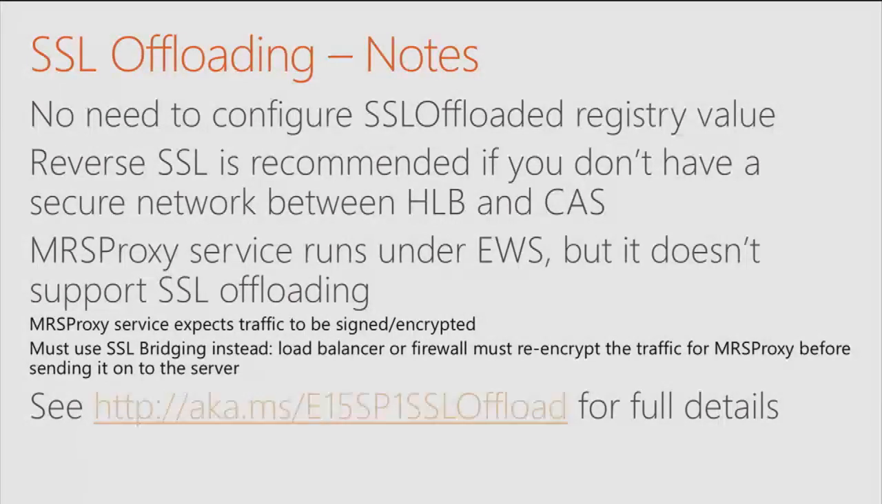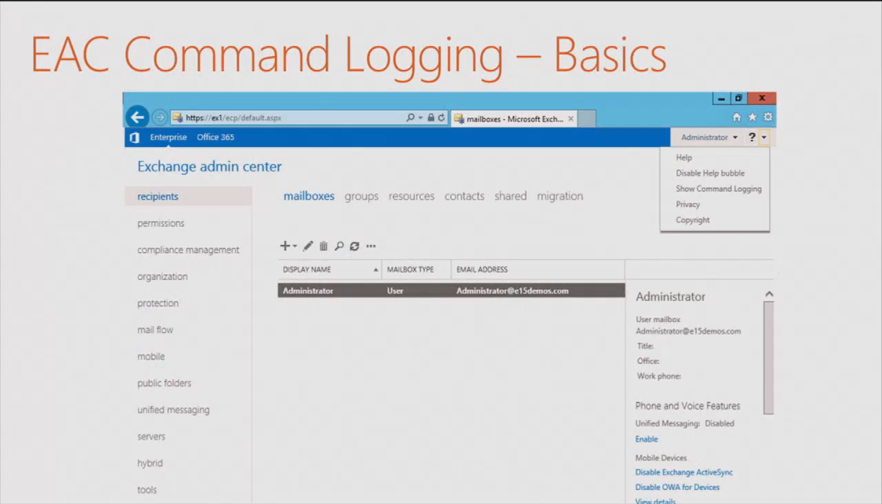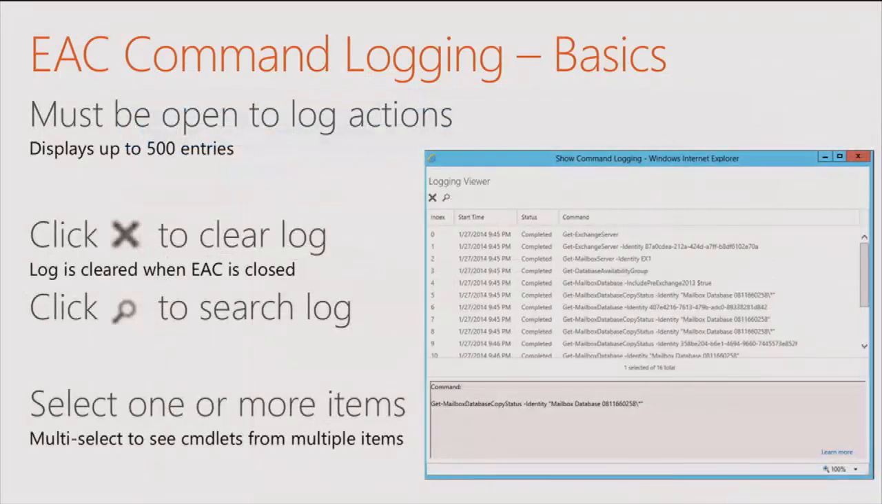All right. EAC command logging, that's another thing that's also new in Exchange 2013. Came back, we had it in 2010, and now we've got it in 2013. So the way it works is when you're in the Exchange Admin Center, you choose that question mark, and then the show command logging option is available to you. When it's open, it opens up a dialog that looks like this.